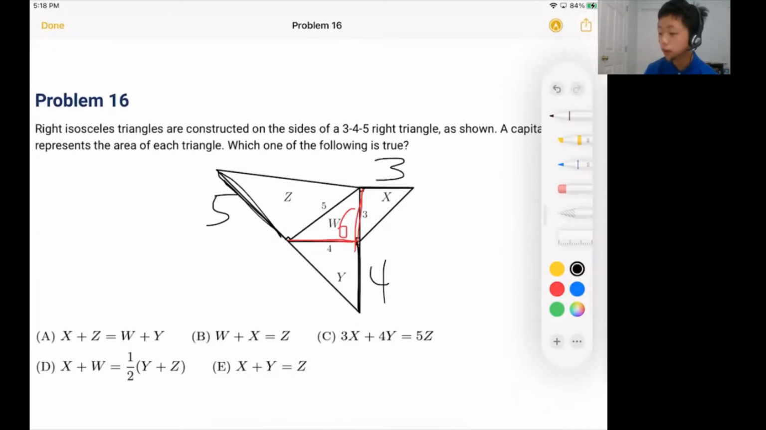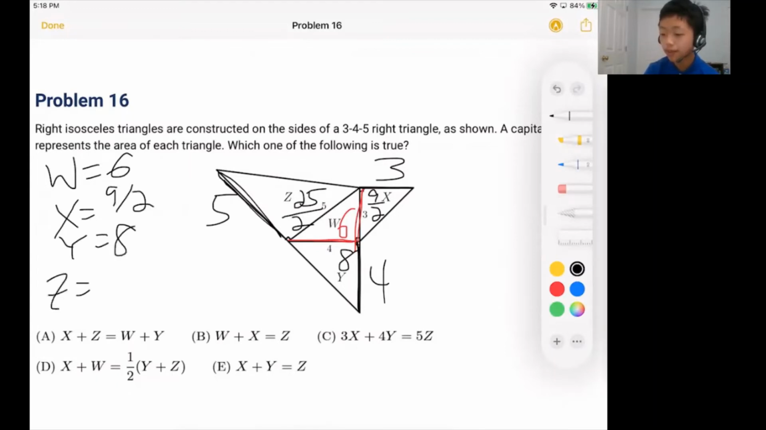So the area of triangle X is going to be 1/2 times 3 times 3, which is 9/2. The area of triangle Y is going to be 1/2 times 4 times 4, which is 8. And the area of triangle Z is 1/2 times 5 times 5, which is 25/2. Okay, so just to write it here, we have W is 6, X is 9/2, Y is 8, Z is 25/2.